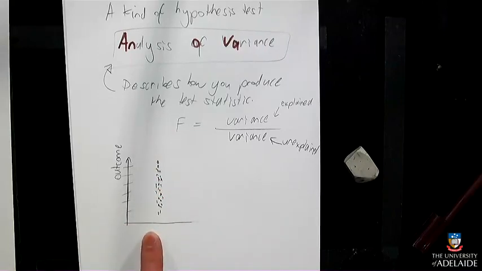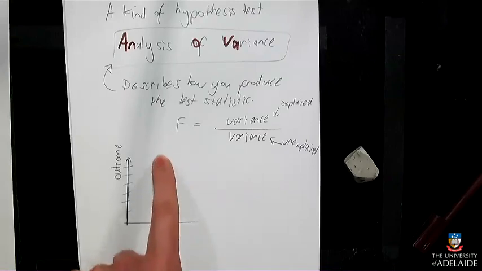The classic thing that ANOVA was very first used for was the tons of wheat that you got off of your wheat field. It was the yield of wheat off a wheat farm. That's what ANOVA was first used for, because Fisher was working in an agricultural research centre at the time. So these are all the things that it could be.